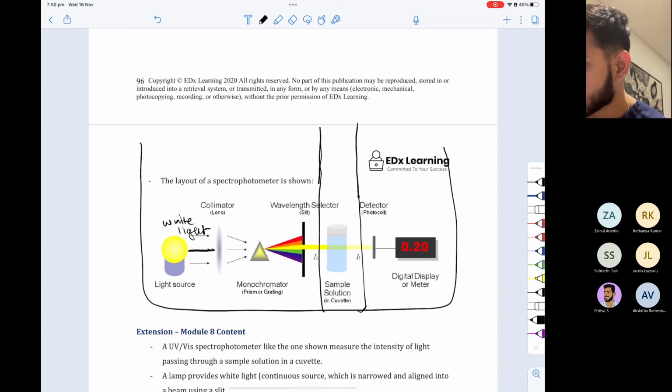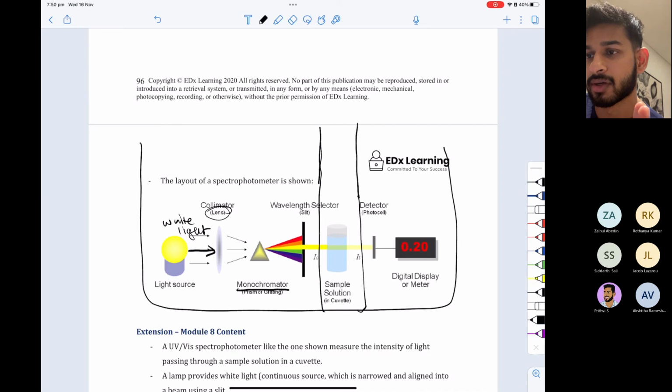The white light is then released. And then forget about the lens. The lens is just amplifying the light. What we have is a monochromator, right? A monochromator will diffract or bend light.